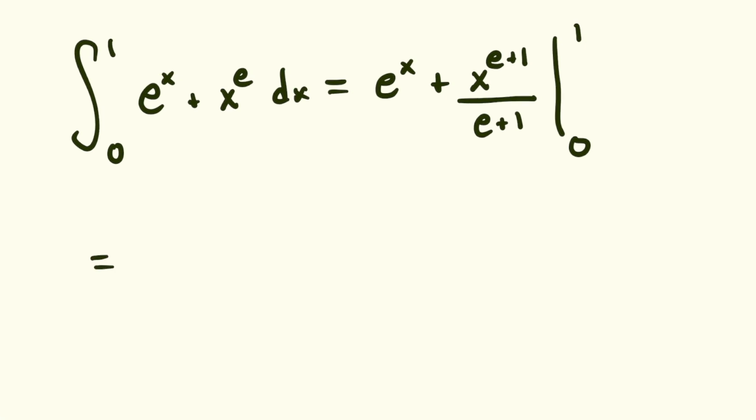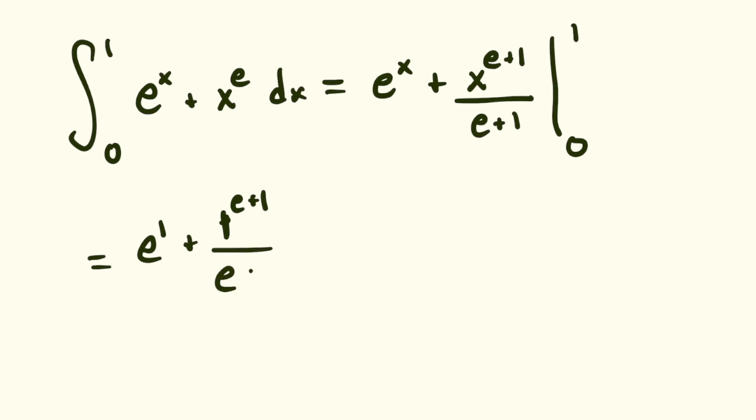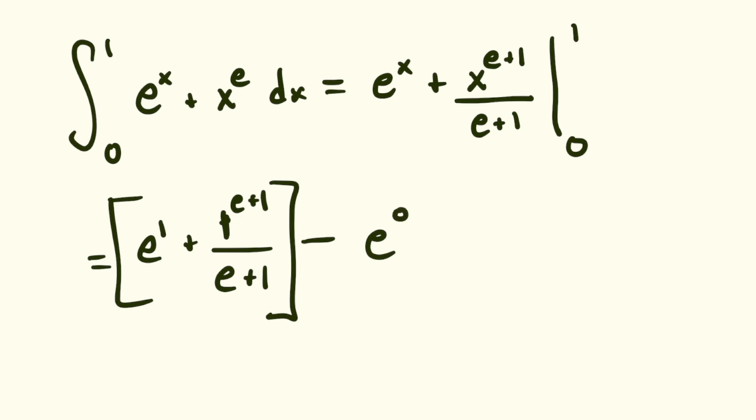So now we're going to punch those numbers in. We have e to the first plus 1 to the e plus 1 over e plus 1 minus, and now we're going to punch 0 in everywhere we see x's, e to the 0 plus 0 to the e plus 1 over e plus 1.